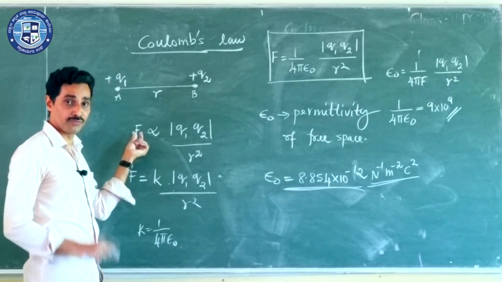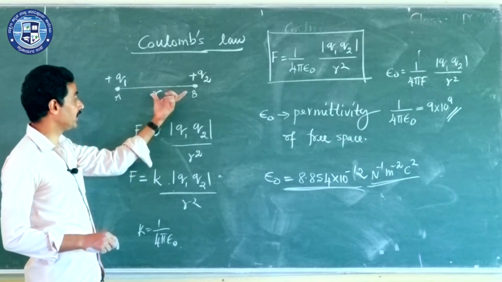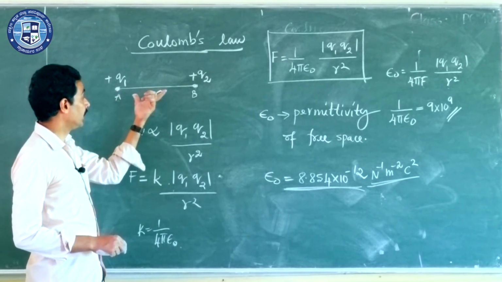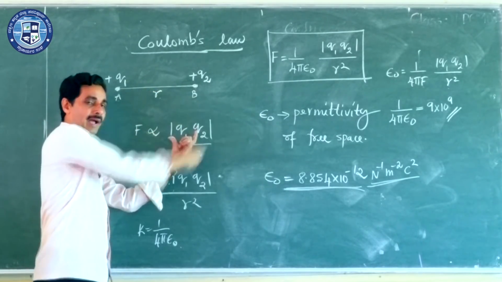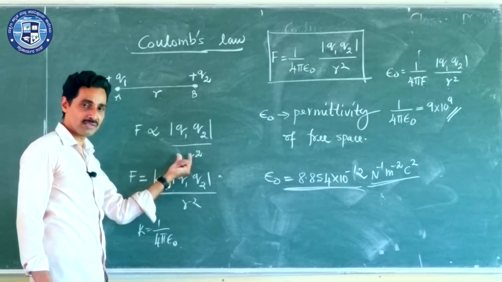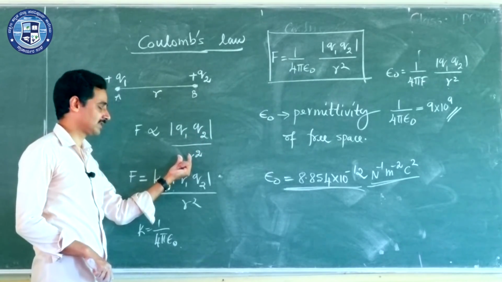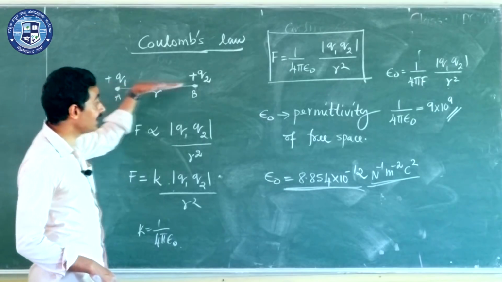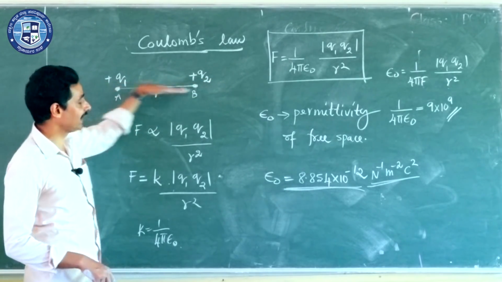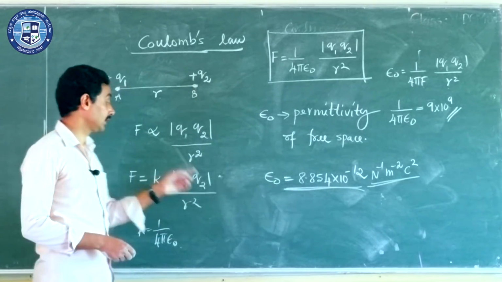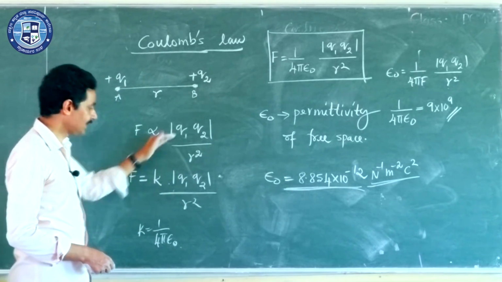Electrostatic force between the 2 point charges separated by a certain distance is directly proportional to the product of magnitude of charges and inversely proportional to the square of the distance between the charges, and it acts along the line joining the charges. That is one more sentence you have to add. We will concentrate on it when you write the vector form of this. So that is the statement.